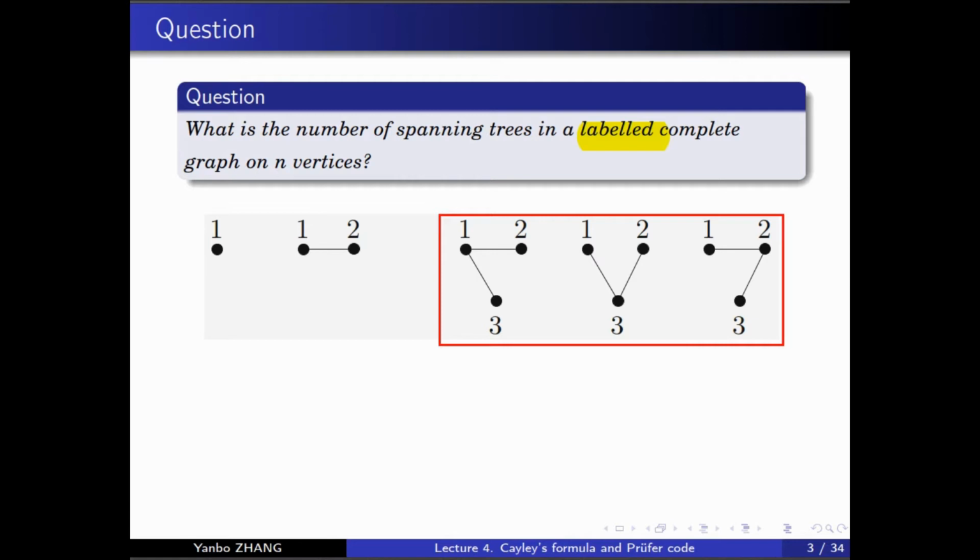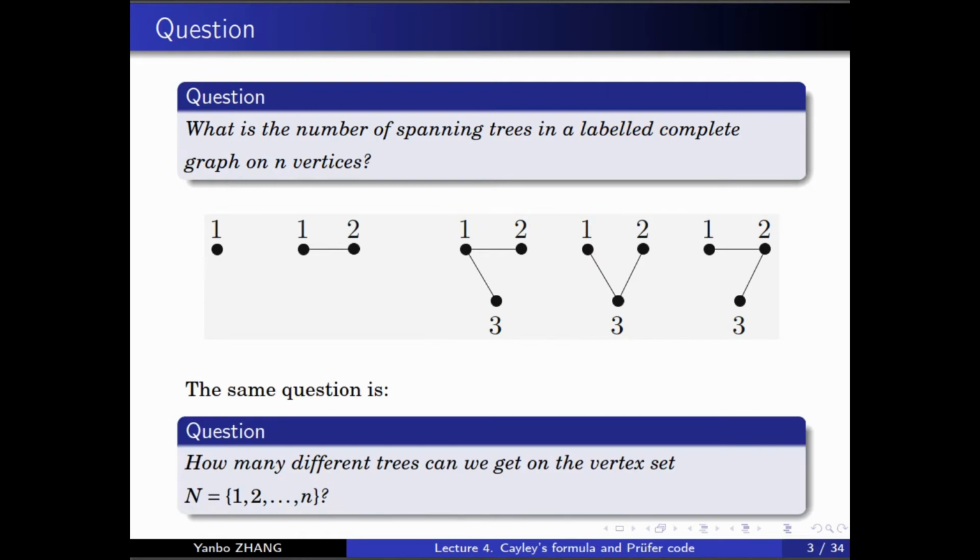We know that a spanning tree of a complete graph of order n is in fact a tree of order n. So the question can be restated as the following. How many different trees can we get on the vertex set [n]? [n] is the integer set from 1 to n. Sometimes we write this set as n inside brackets. It denotes the integer set from 1 to n.